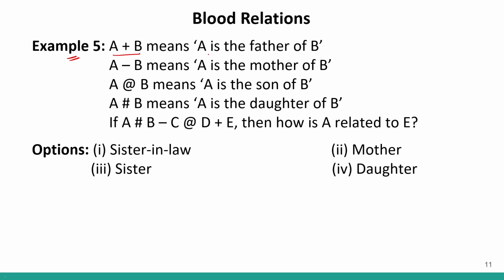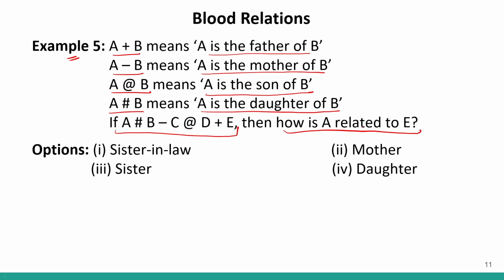A plus B means A is the father of B. A minus B means A is the mother of B. A at the rate B means A is the son of B. And A hashtag B means A is the daughter of B. So this information is given to us. First we will draw a family tree based on this information and then we will answer this question. This is how we solve.